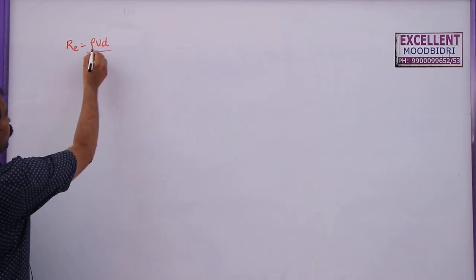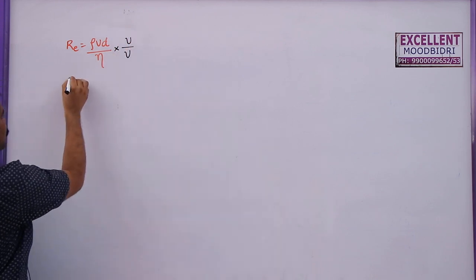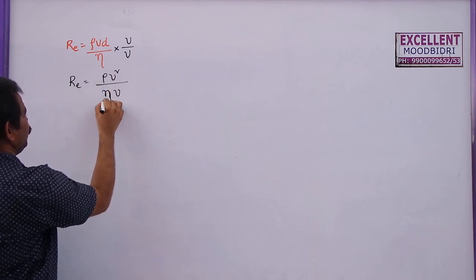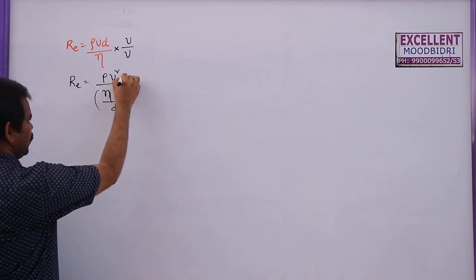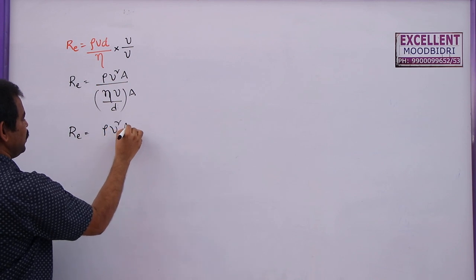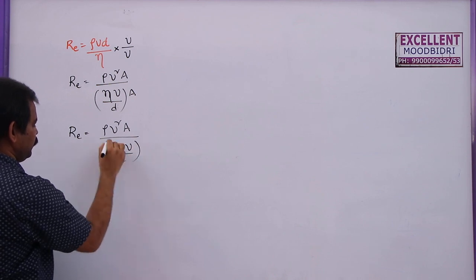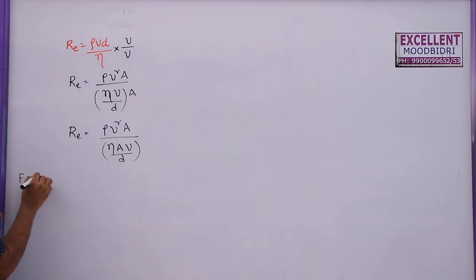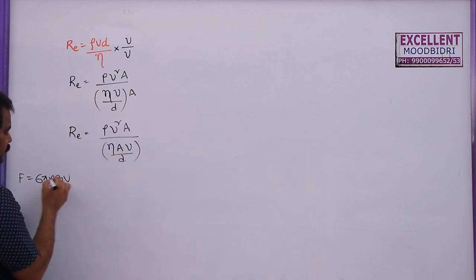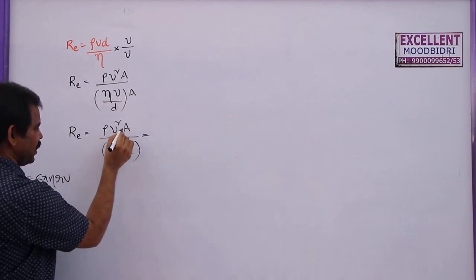Reynolds number is rho Vd by eta. Multiply this with velocity and divide by velocity, and you will get Re as rho V square by eta V by d. If you multiply with the area and divide by area, you will get Re equal to rho V square A by eta AV by d. So we know that viscous force F is equal to 6 pi eta RV. Here the area is pi d square, which becomes pi r square. From this we can write this as density into square of the velocity into area.